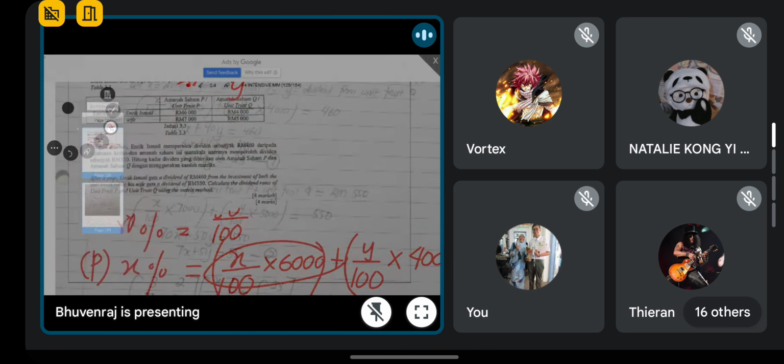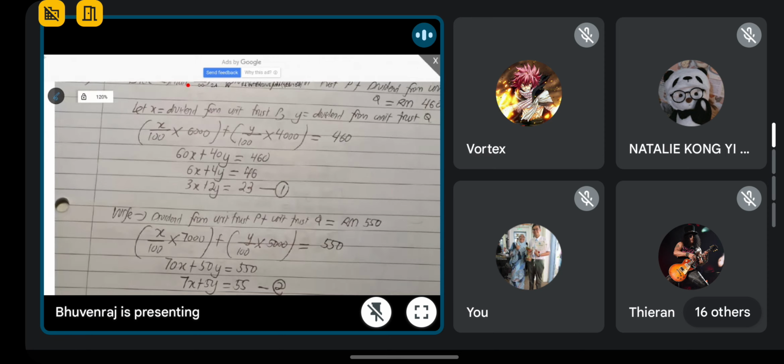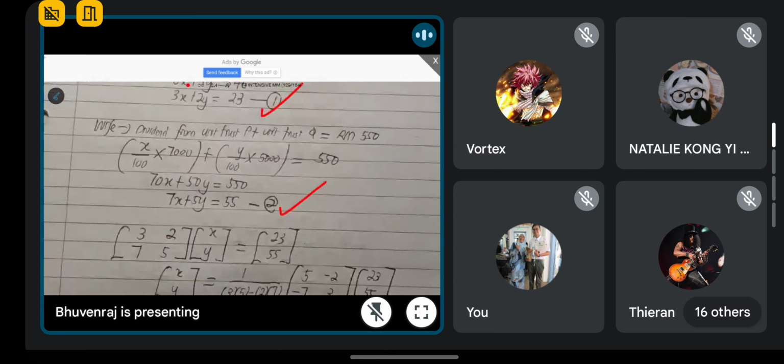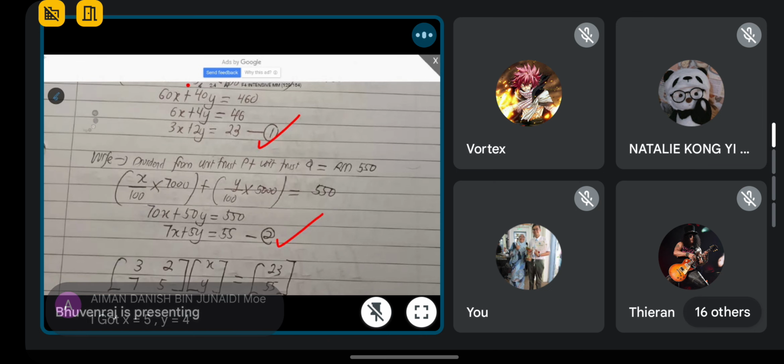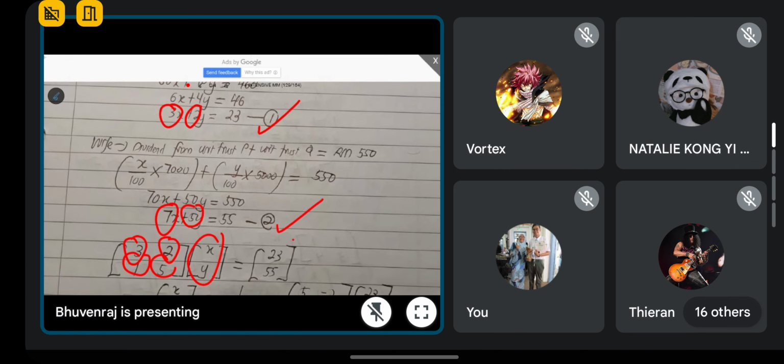Okay, so how to solve this question? You can see over here. Okay, I hope you guys can solve at the same time lah while I'm explaining. Okay, kena buat sama-sama. Okay, so once you get these two equations already here, you just need to fill inside the matrix form. Kamu kena isi saja dalam matrix kat sini. Okay, you see over here. 3, 7, 3, 7. 2, 5, 2, 5. Lepas tu XY. Lepas tu 23, 55. Okay, X is 5, Y is 4. Wait, let me see. Yes, correct.